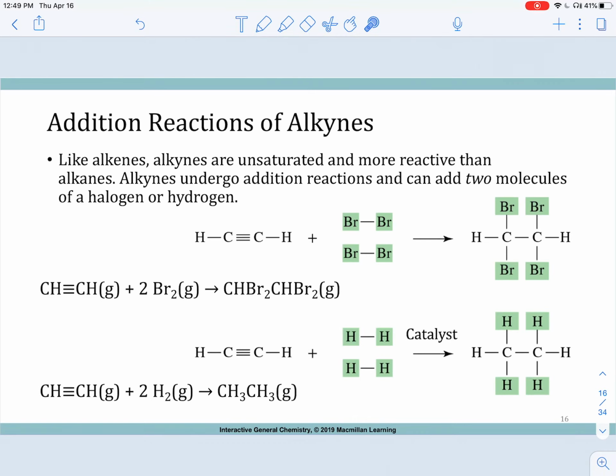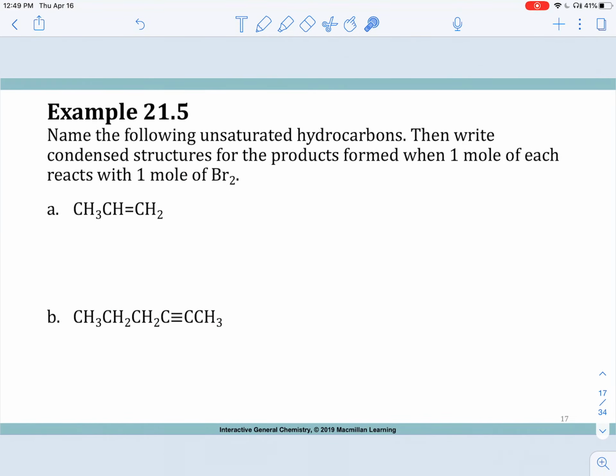So how would we actually name these compounds now? So now we're kind of just comparing an alkene to an alkyne. It's the same type of naming, except we're just going to use "-ene" for something with a double bond and "-yne". Otherwise, you name them exactly the same. And notice this says, name the following compounds, then write condensed structures for the products formed when 1 mole of each reacts with 1 mole of Br2.